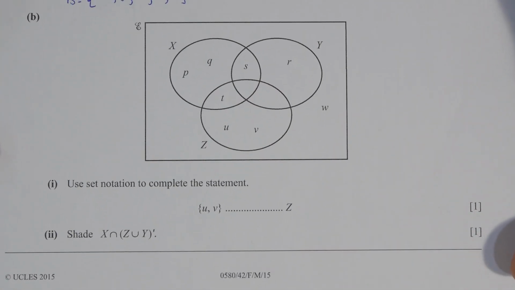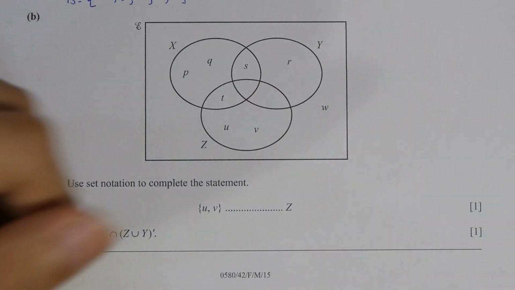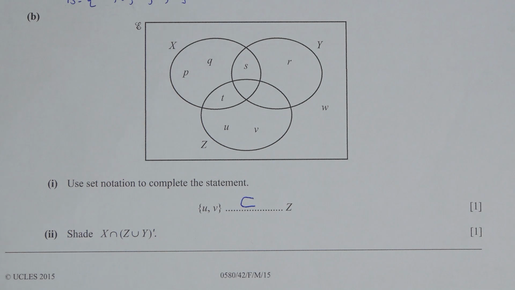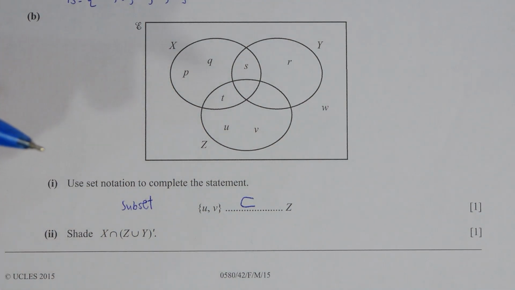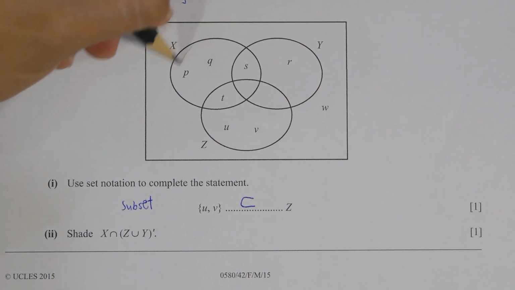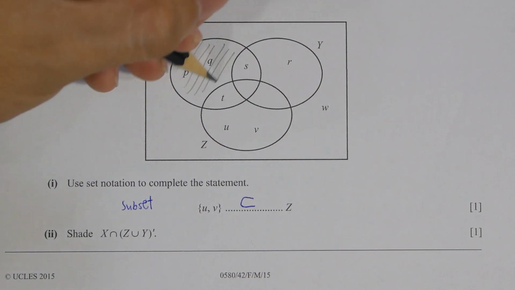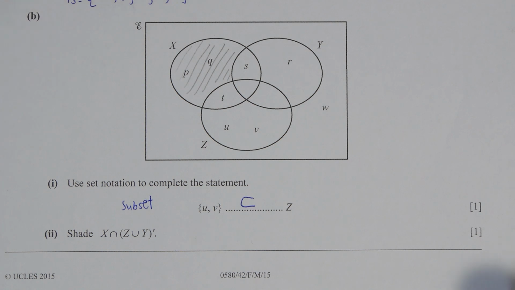And for part B number 1, the set notation to complete the following statement: U and V is a subset of Z. And for the shading part, it's X intersect with everything other than Z union Y. So in our case, it will be X only, which is P and Q.